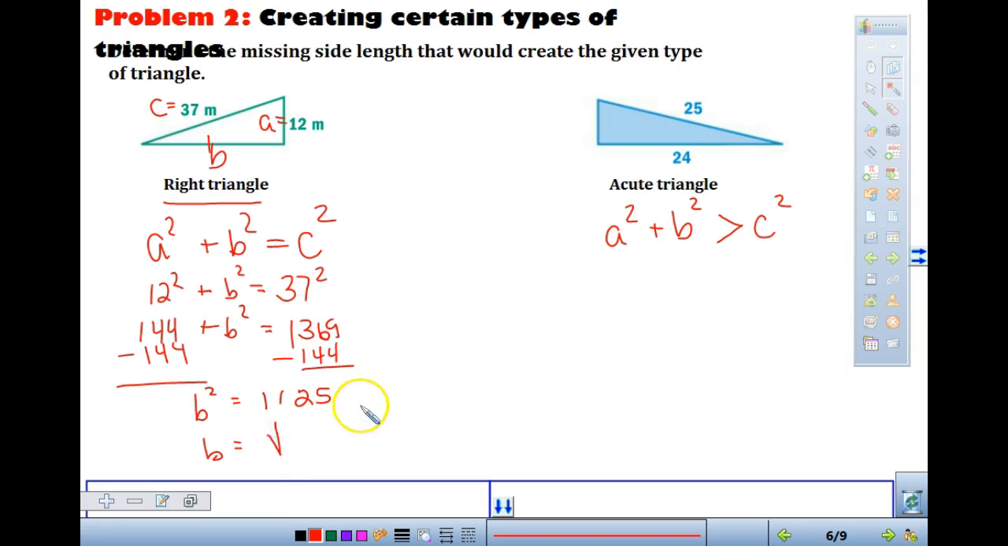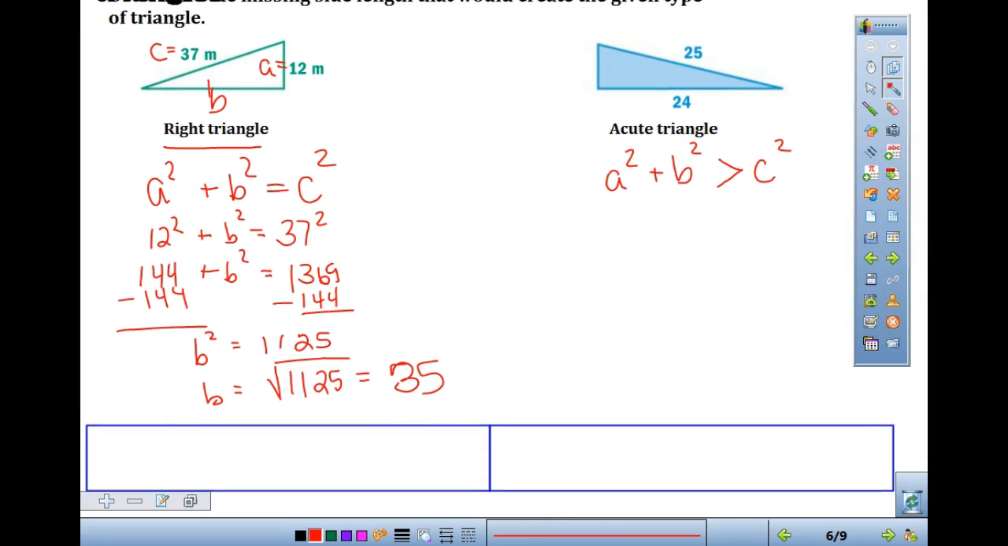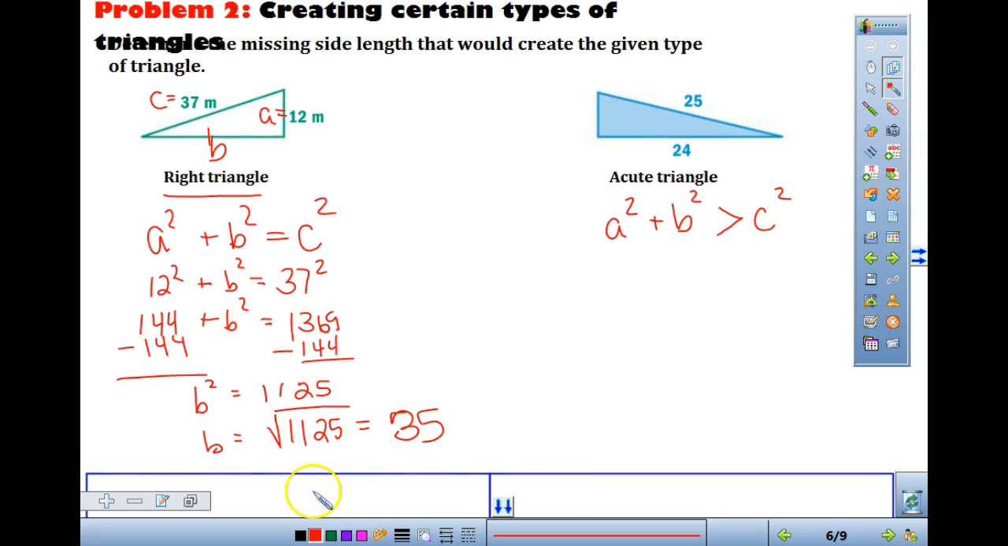So again, if you leave that as your answer, I have to mark it wrong, right? We can't even leave this as our answer. We want to say that that is equal to 35. Came out pretty nice, right? So the question said, find the missing side that would create a right triangle. Did you guys get 35? Okay. So the question was, what are the lengths that are going to create a right triangle?